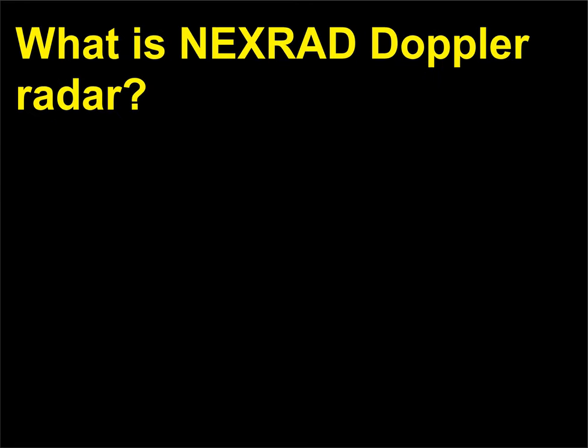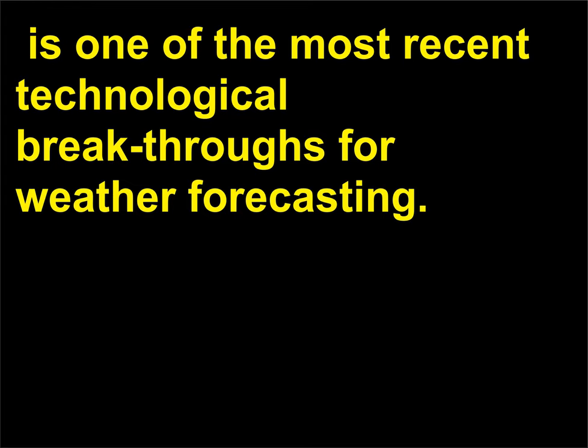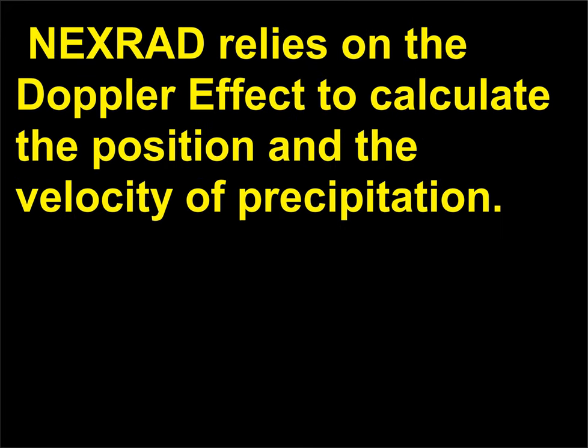What is X-ray Doppler radar? X-ray, or next generation weather radar, is one of the most recent technological breakthroughs for weather forecasting. X-ray relies on the Doppler effect to calculate the position and the velocity of precipitation.